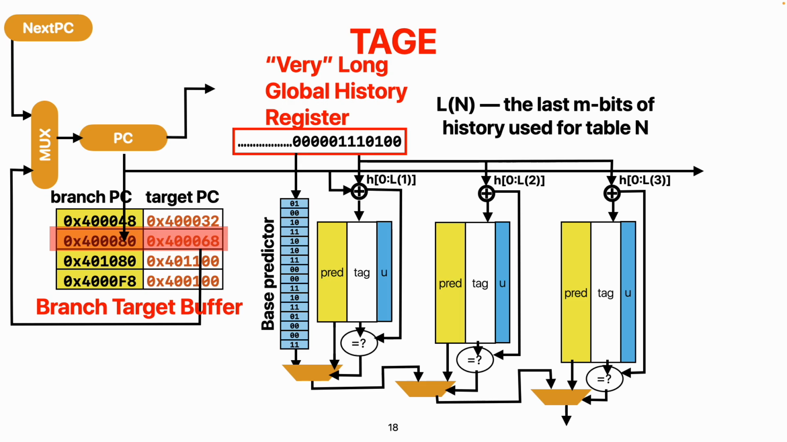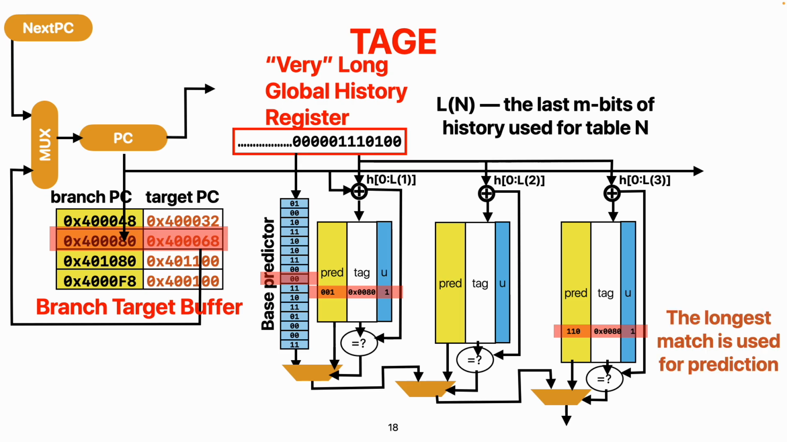So for example, if right now I have a PC, and I can find a match in multiple predictors, and both of them show that they are useful, then I would trust the one with the longest history. That's the idea of the TAGE predictor. And the base predictor is used if there is no match. So you can still make a prediction because, as we mentioned, sometimes it's hard to find a match, but better doing something than doing nothing. So that's the concept of the TAGE predictor.